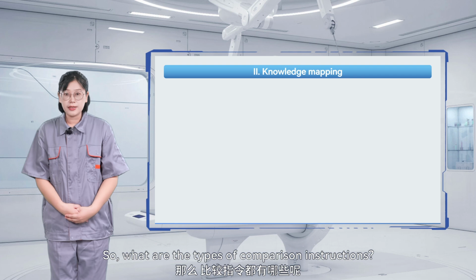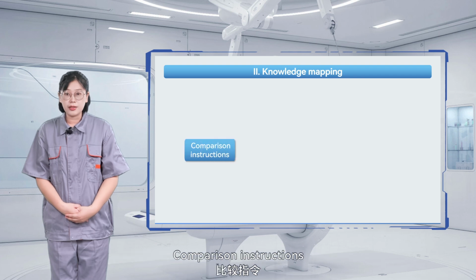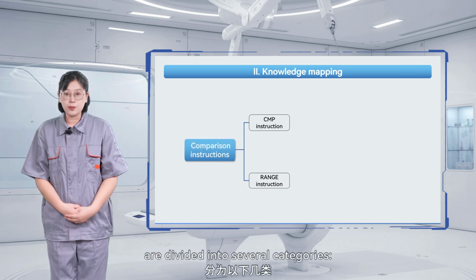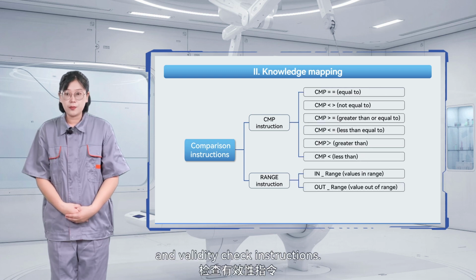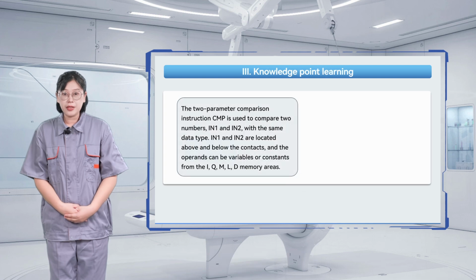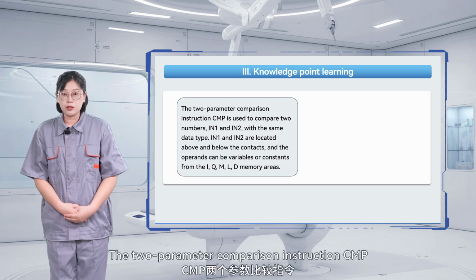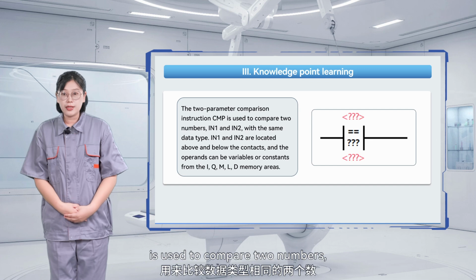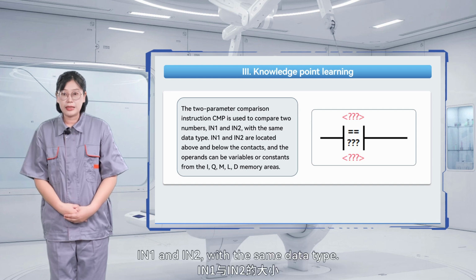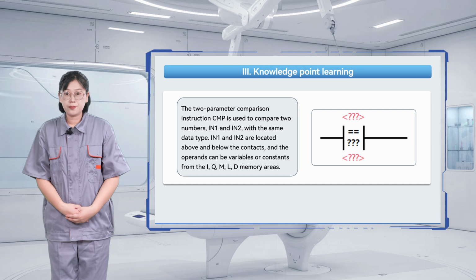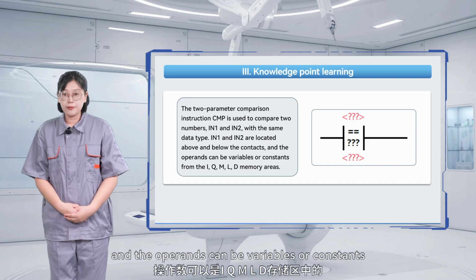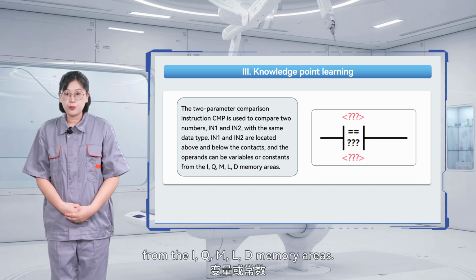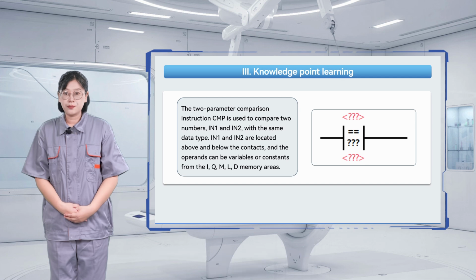So, what are the types of comparison instructions? Comparison instructions are divided into several categories: two-parameter comparison instructions, value range comparison instructions, and validity check instructions. The two-parameter comparison instruction CMP is used to compare two numbers, IN1 and IN2, with the same data type. IN1 and IN2 are located above and below the contacts, and the operands can be variables or constants from the I, Q, M, L, D memory areas.